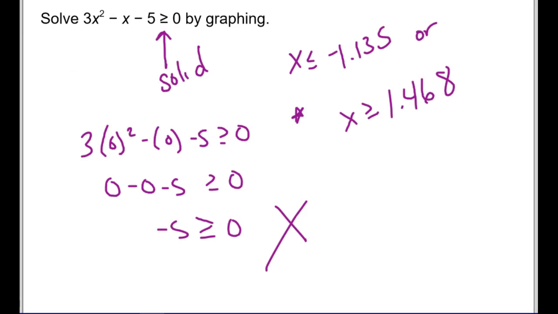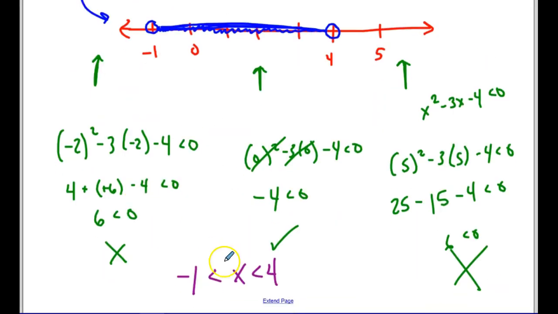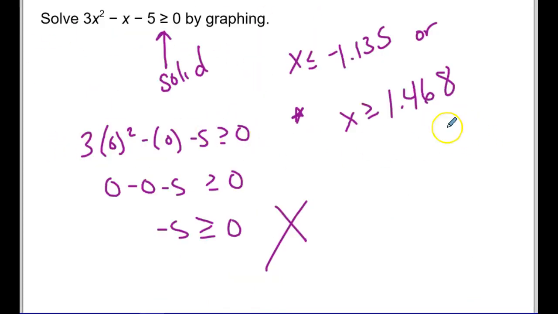So on this last one, we had it written in between, right? I could write my whole solution as this, but that's because it was in between. On this example, my shading went towards the outside, so I would have an or statement here. So those would be my two solutions.